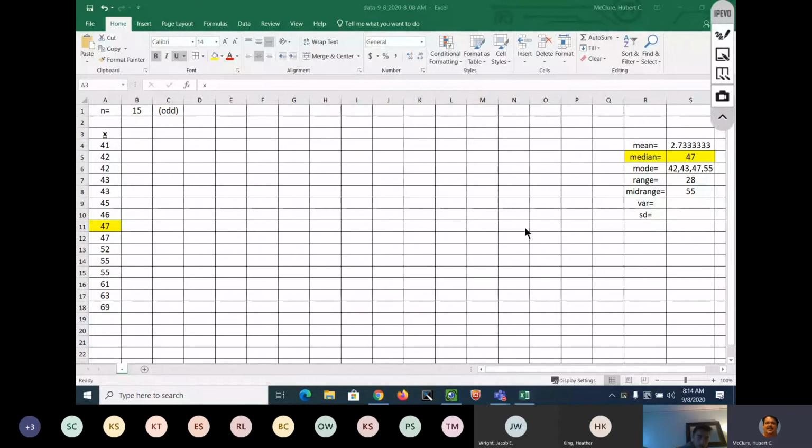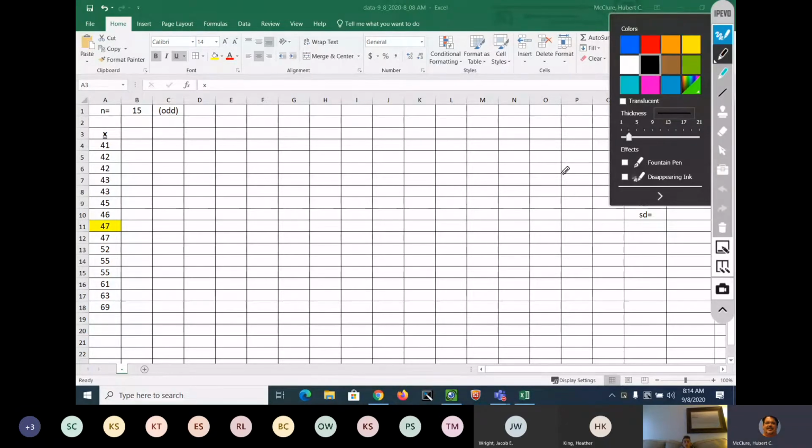Now remember the formula. Give me a second. Black. I'm going to try this. The formula for the variance is equal to the summation of X minus X bar quantity squared, divided by N minus 1.